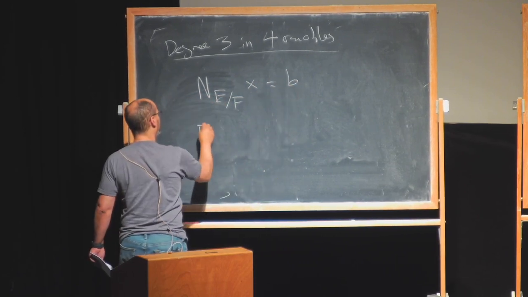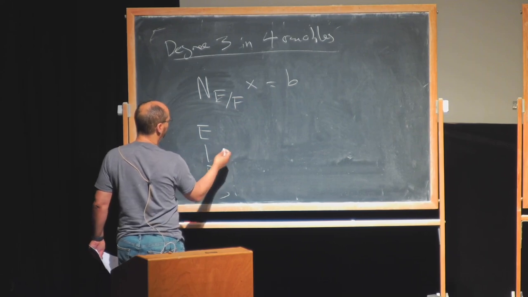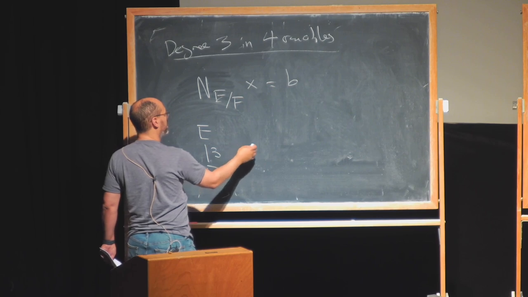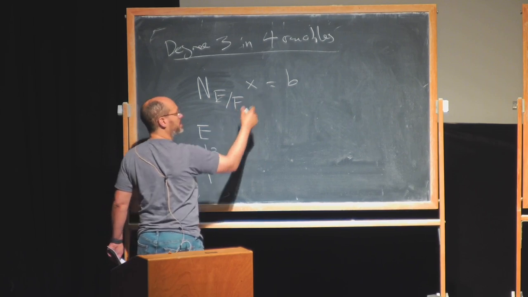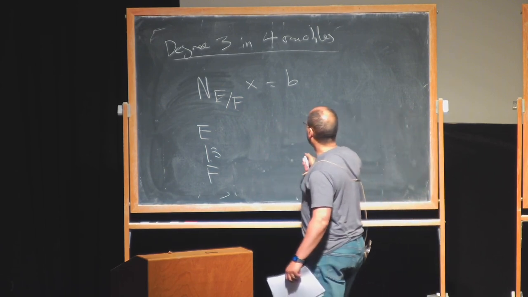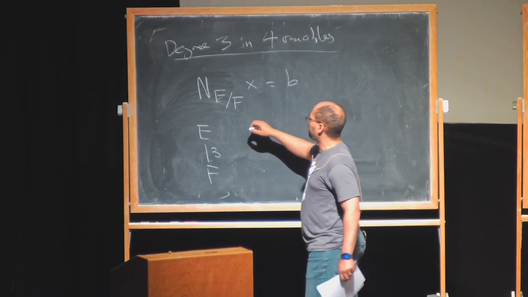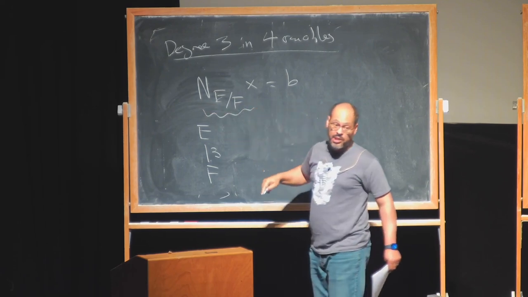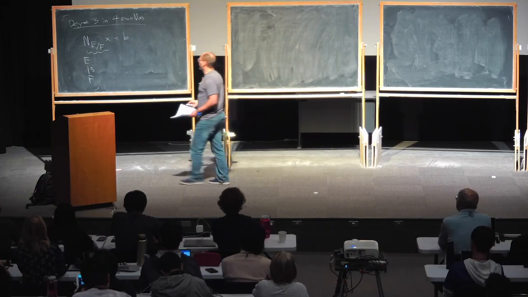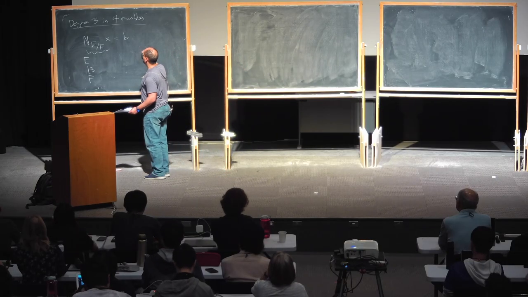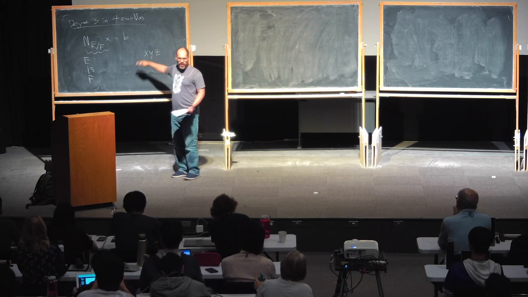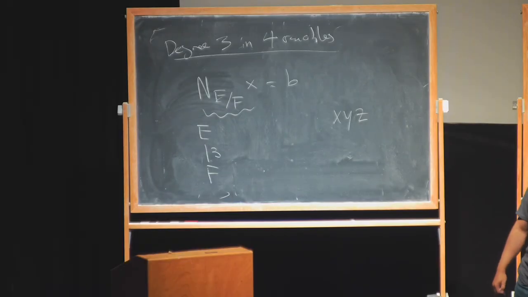we have some field extension E over F. Maybe there's a degree 3 extension. And we're looking at the equation that the norm of some element is B. So if you think about where this is coming from, this norm form, if you look at the algebraic closure, it's the simplest possible cubic thing that you could look at. At the algebraic closure, it looks like, I already used X, but it looks like X, Y, Z. It looks like just the polynomial XYZ at the algebraic closure.